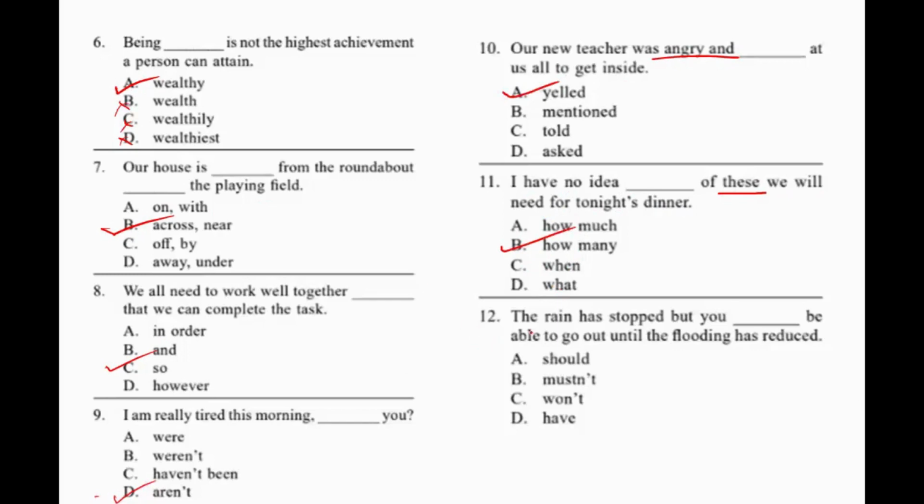Now, the rain has stopped, but you dash be able to go out until the flooding has reduced. Though the rain has stopped, you won't be able to go out until the flooding has reduced. So it is option C.